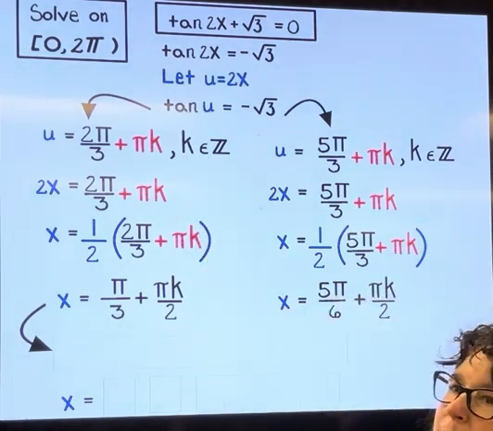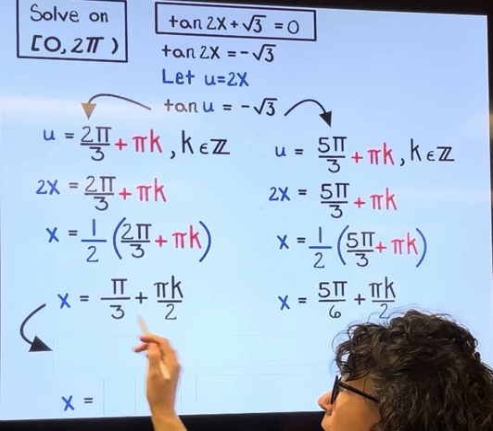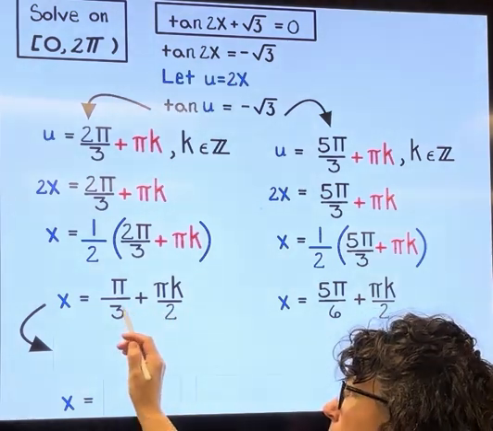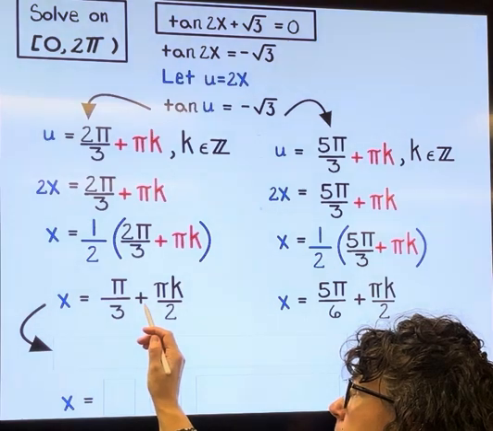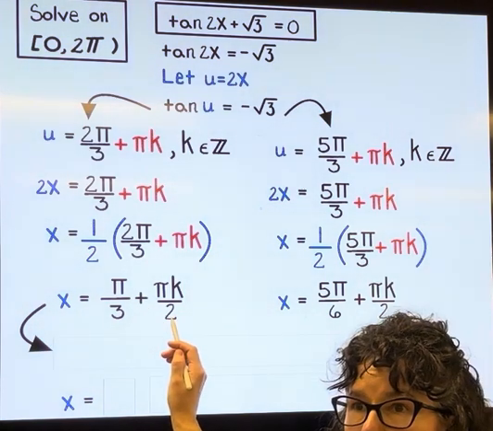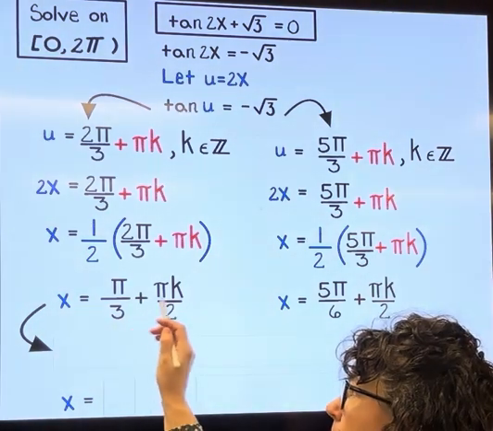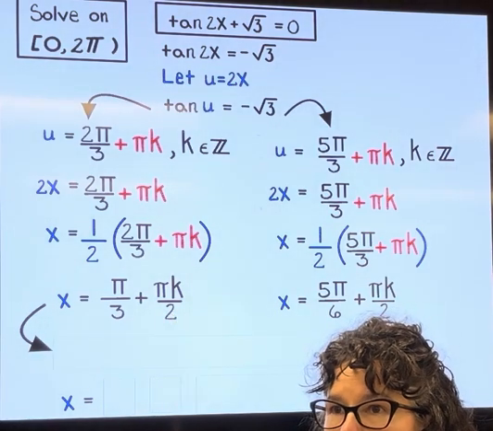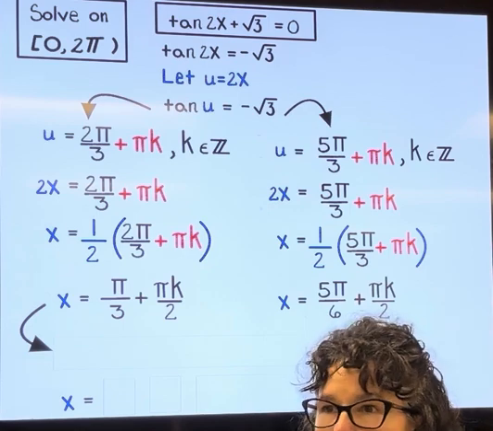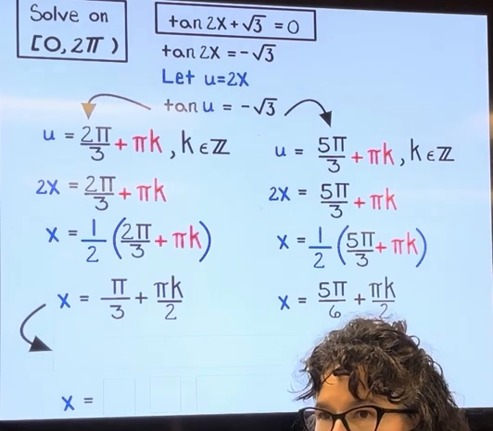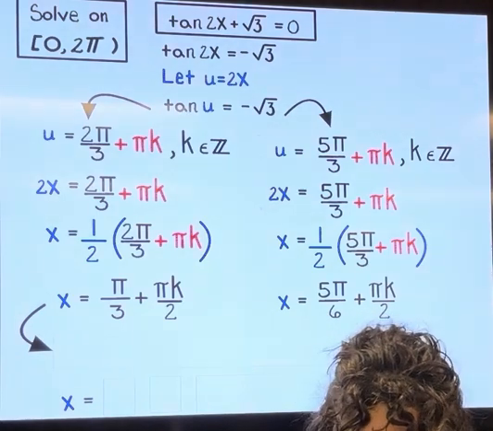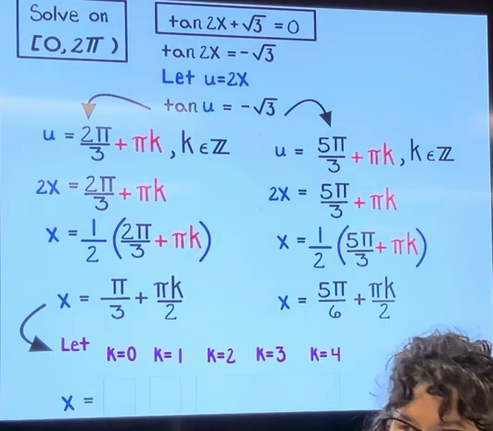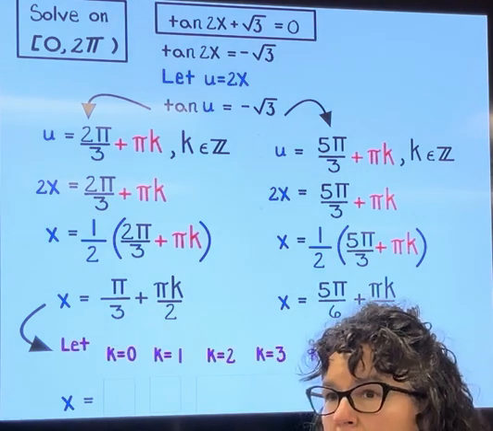Now if I substitute in -1 into this, I'm going to have pi over 3 minus pi over 2. And so pi over 3 minus pi over 2 is a negative number, and that's not on 0 to 2 pi. So plugging in -1 does not give me an answer from 0 to 2 pi. Now we can come back later if you get stuck and you don't know how to simplify your fractions. We can talk about that a little bit.